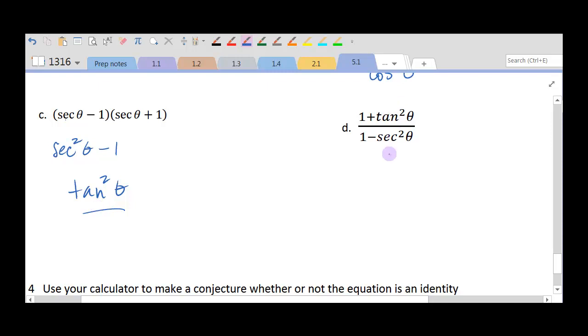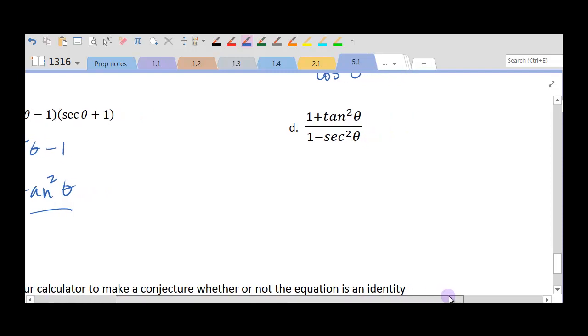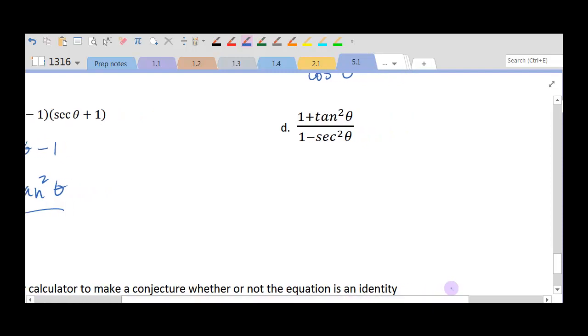Okay, and lastly, let's look at this. 1 plus tangent squared theta divided by 1 minus secant squared theta. Pythagorean identities don't always come in the form that we like to look at them. The numerator, I know, is secant squared theta. But the denominator is not going to be as straightforward as you think. So let's take a second. I want to rewrite the identity over here. I know that the identity says tangent squared theta plus 1 is equal to secant squared theta.